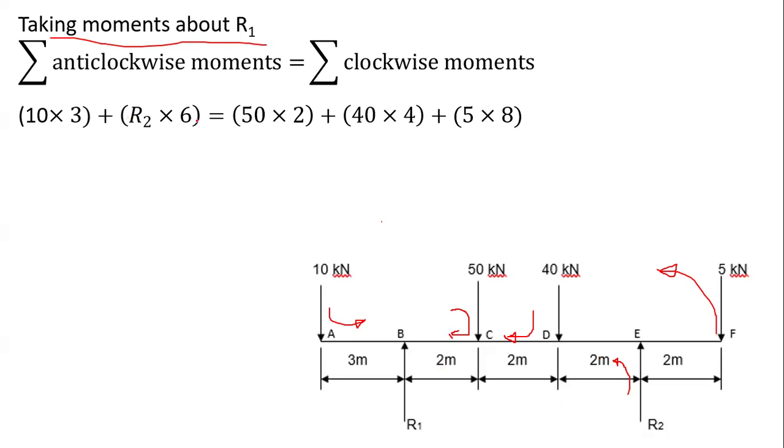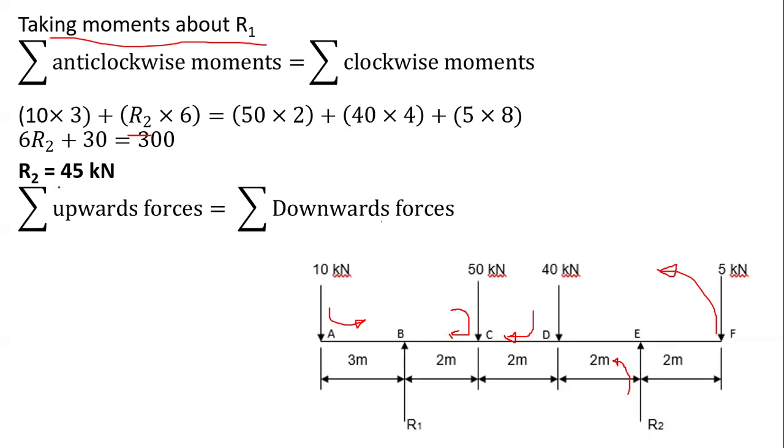which is basically R2 by 6. Let me go to the clockwise side. The clockwise one, the first one is 50 by 2, added to the next one, which is 40 times 4. And lastly, I have 5 multiplied by 8. That's how these are coming up. What you do after this is to make R2 the subject, where you calculate what is here, multiply all that, and the end result is 45 kilonewtons. Your R2 is 45 kilonewtons.